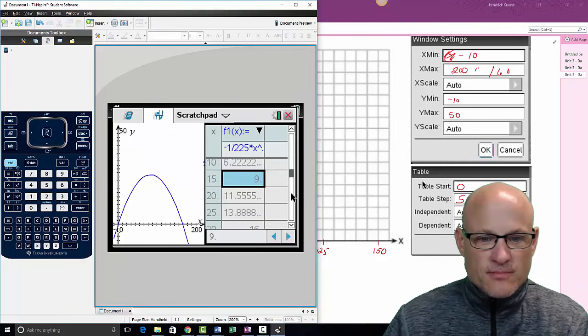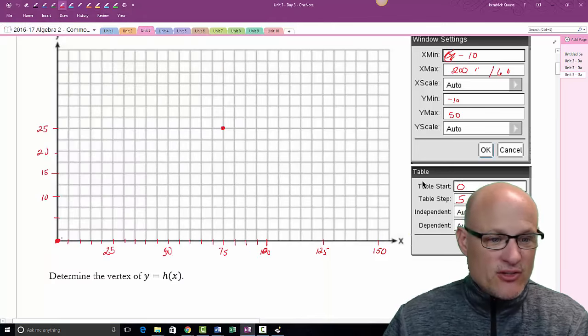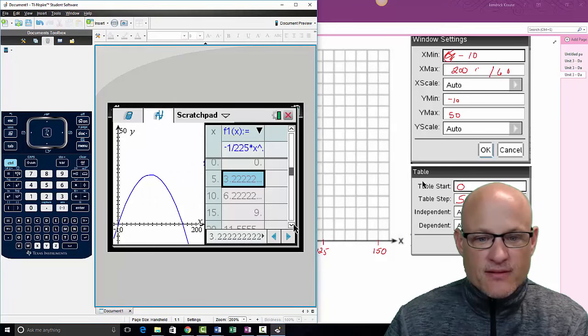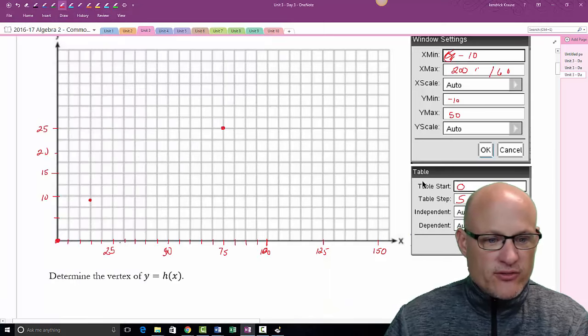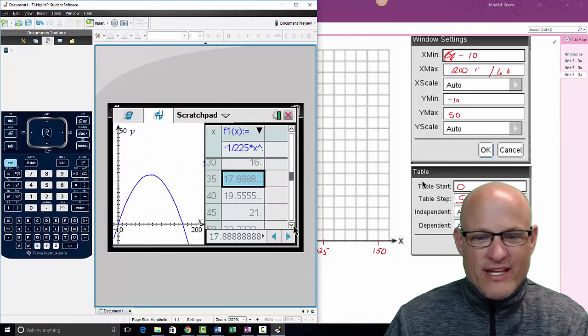So we know 0 is 0, 5. Now, 15 is 9. We're only going to use the ones I can. 30 is 16, and 45 is 21. So we're only going to use the numbers that we can easily graph.